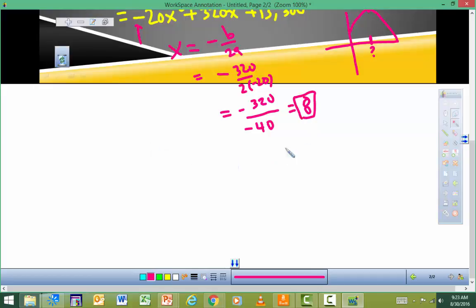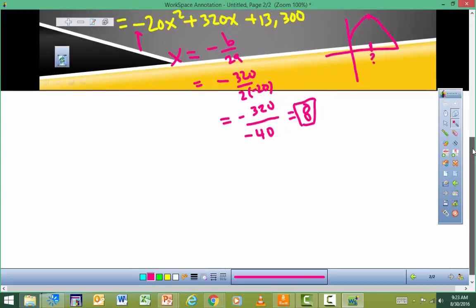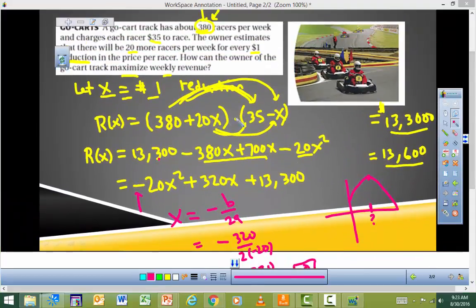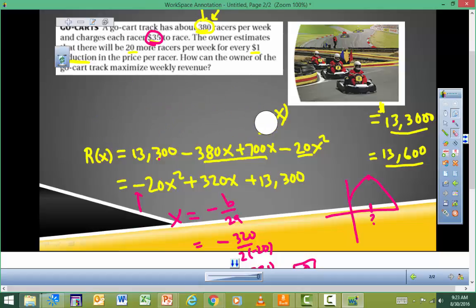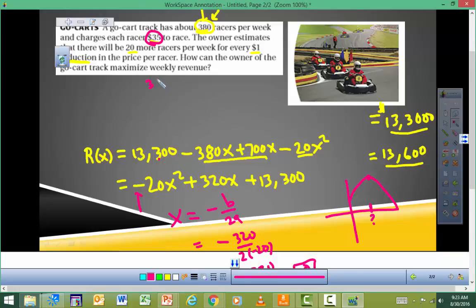So if I've done my calculations correct, what we want to do is reduce the price by $8. Because remember, x was equal to the number of $1 reductions, right? And we started off with $35, right? So let's just do a calculation real quick. If I've done my math right, the maximum revenue will be when I take 35 and subtract 8. It gives me what, 27?